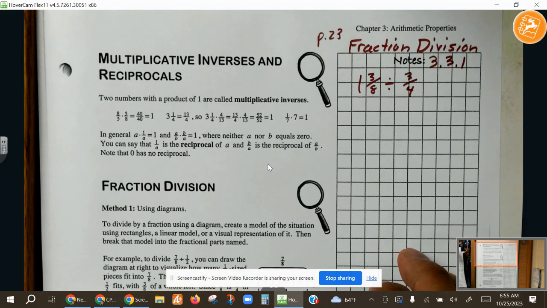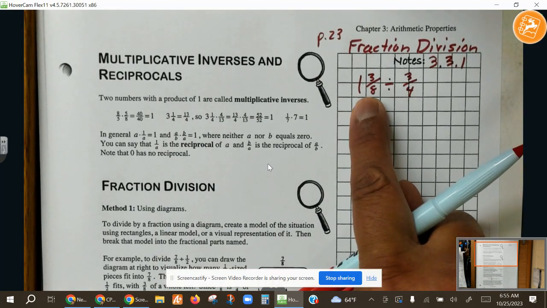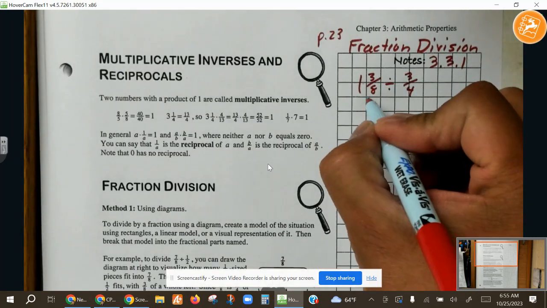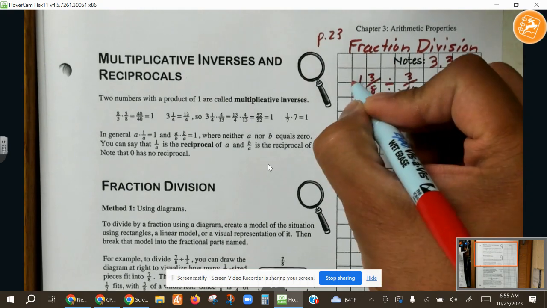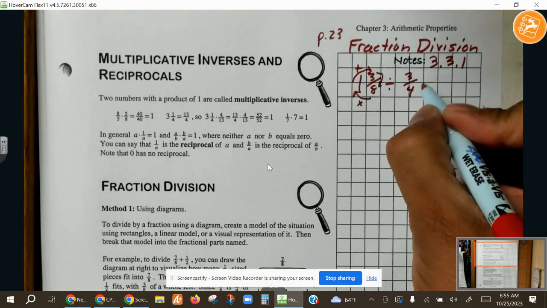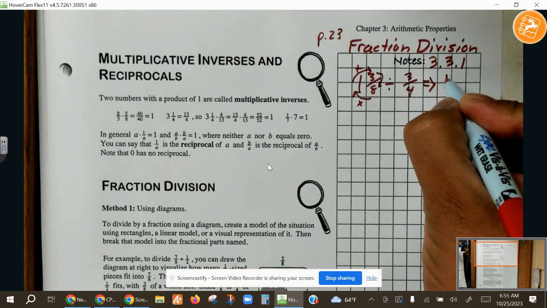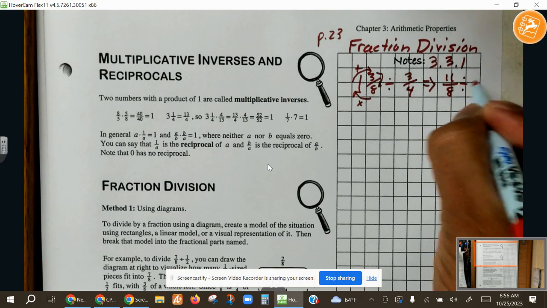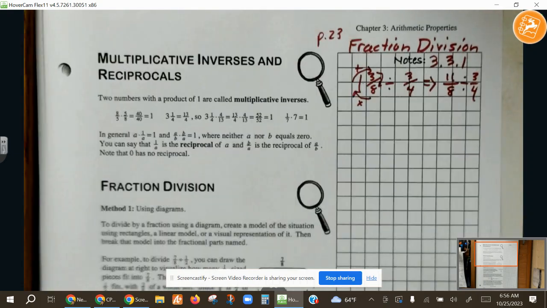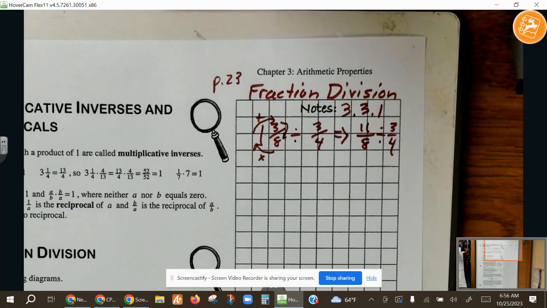Now, first, in order to divide these fractions, we need to change this to a fraction. So if you remember how to change a mixed number to a fraction, go ahead and do that. So we have 8 times 1, and then we add the 3, and then we put it over 8. Okay, so this becomes 11/8 divided by 3/4. So this is our new problem, which is pretty much the same fraction division problem.